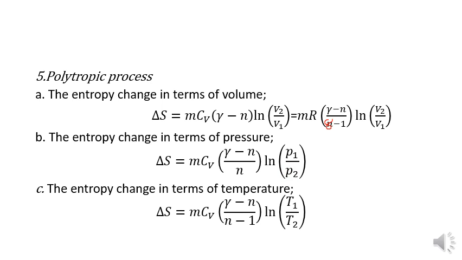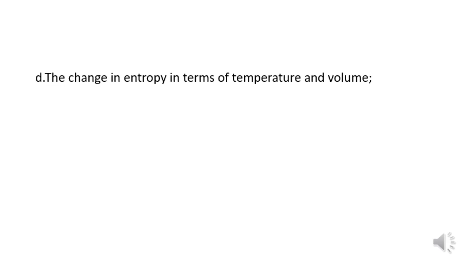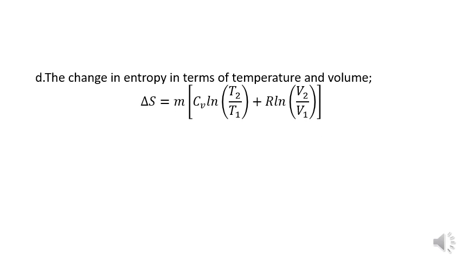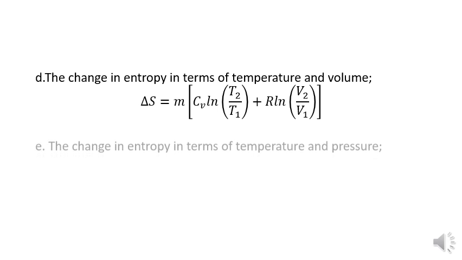Next, there are some expressions considering a combination of two: pressure and volume, temperature and pressure, volume and pressure. Here is the change in entropy in terms of temperature and volume. The change in entropy S2 minus S1, or delta S, is equal to m Cv ln T2 by T1 plus R ln V2 by V1. So you have to remember these formulas also. Here m is common.